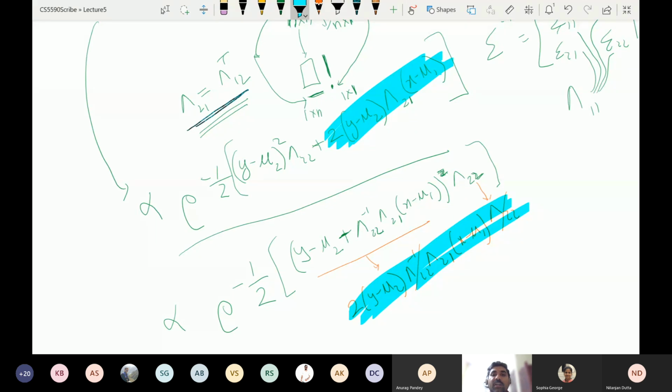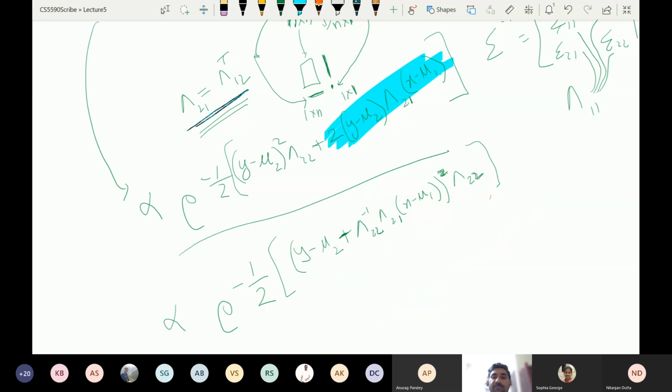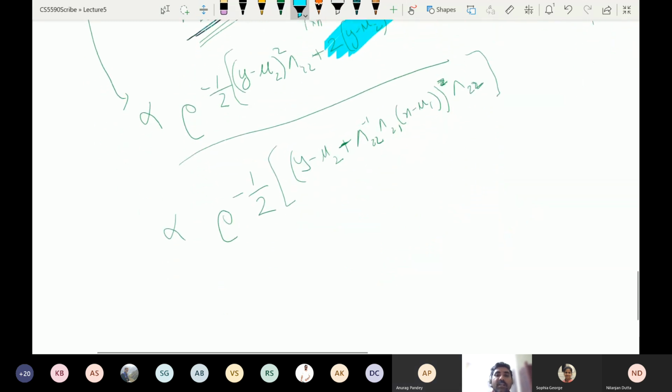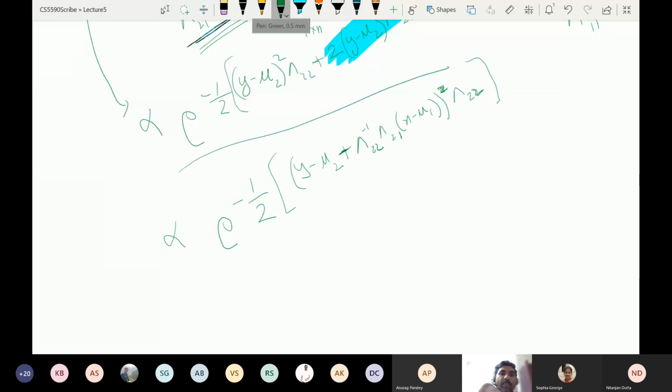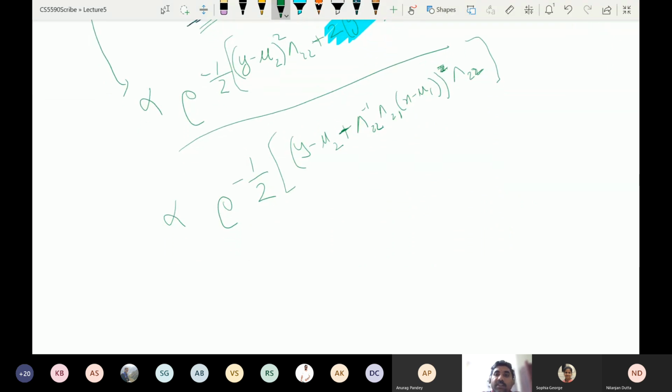Now we should match only terms in y, right? The terms only involving x I can ignore because I'm only talking about proportionality. So there comes the answer. So what should this distribution be? Instead of calling this lambda 2, since it's a number, let me say by lambda 2 inverse. Now can you read out what is the mean of this distribution?